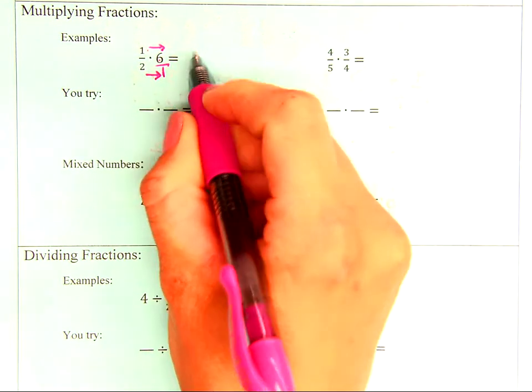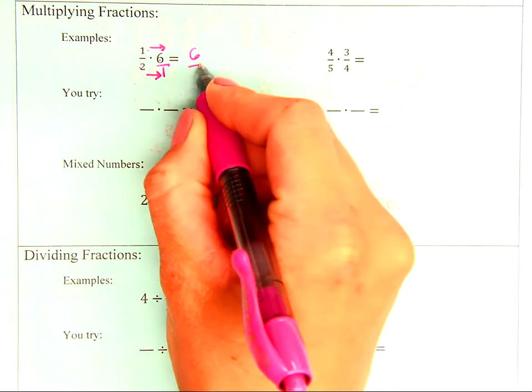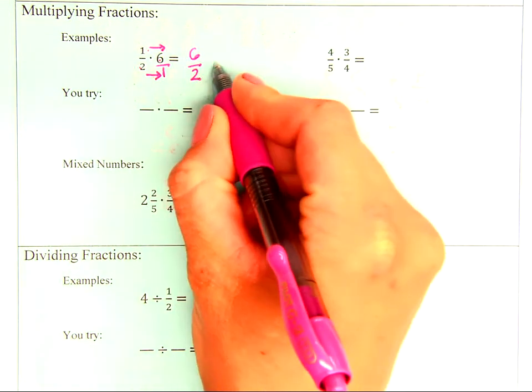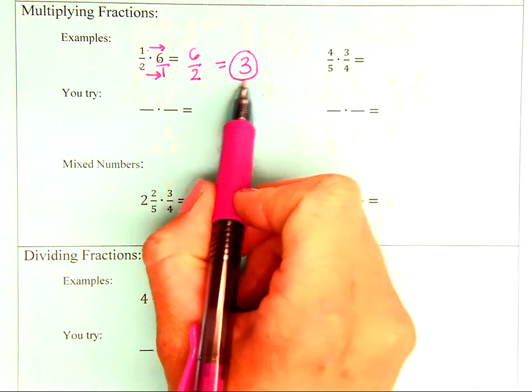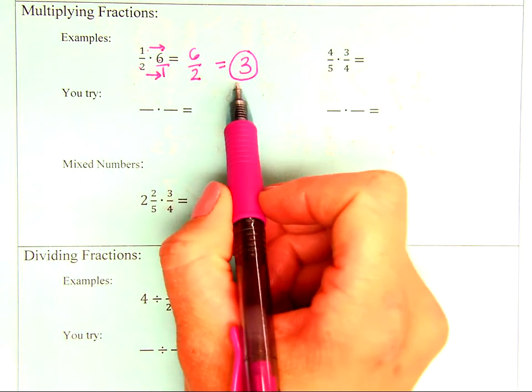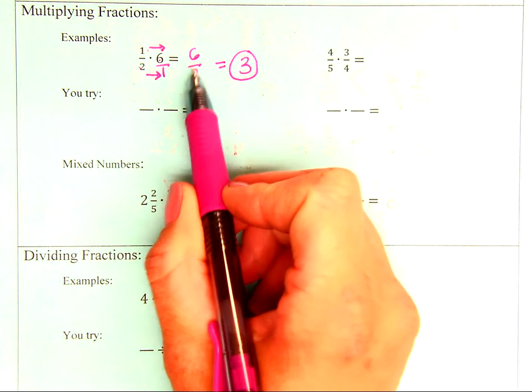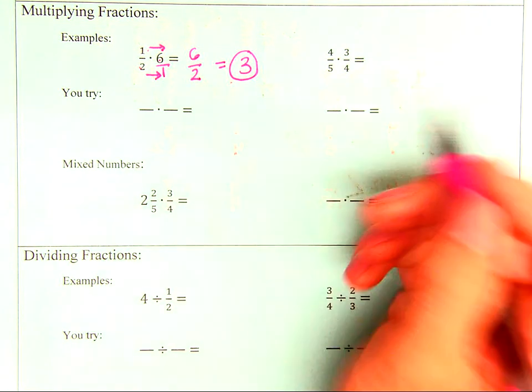So 1 times 6 gives me 6. 2 times 1 gives me 2. Okay, and that simplifies to be 3. So we always want to simplify. Sometimes it'll be a fraction, sometimes it will be a whole number. So 6 divided by 2 is what gives me the 3.